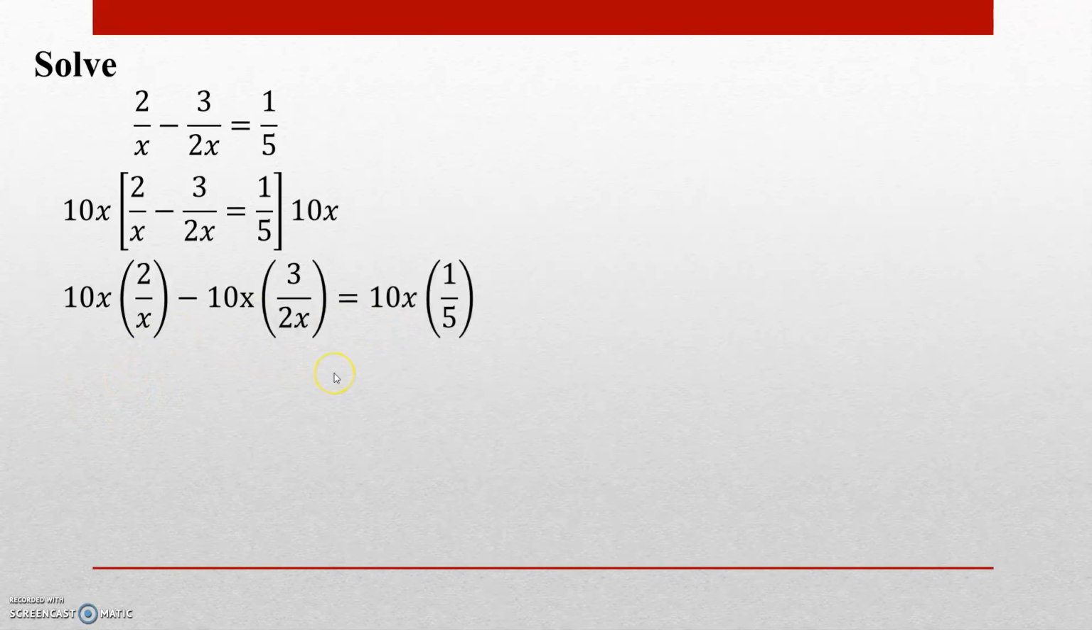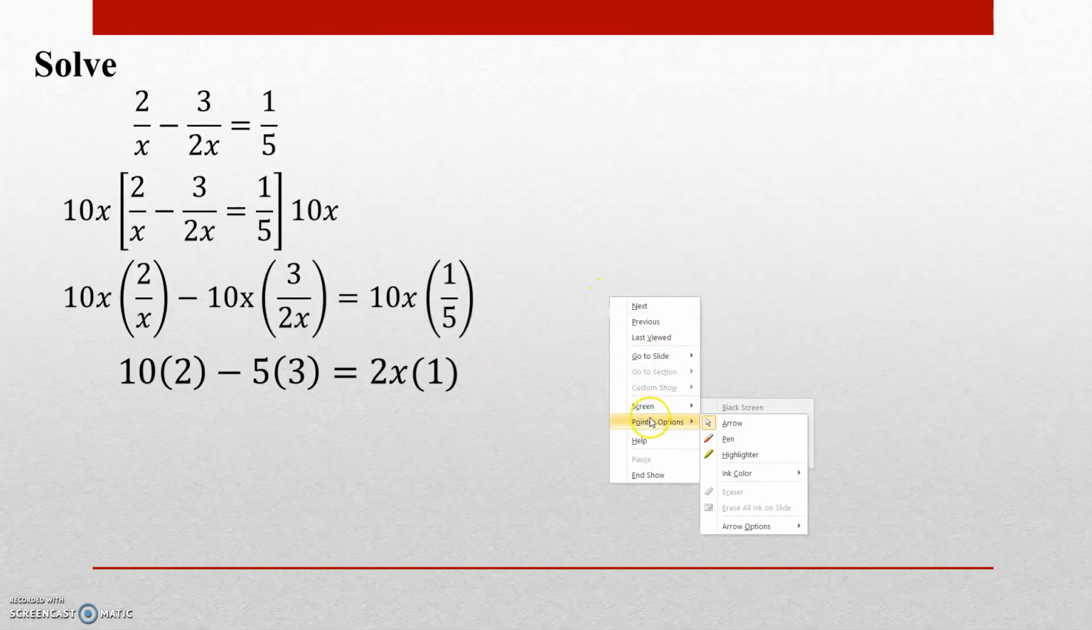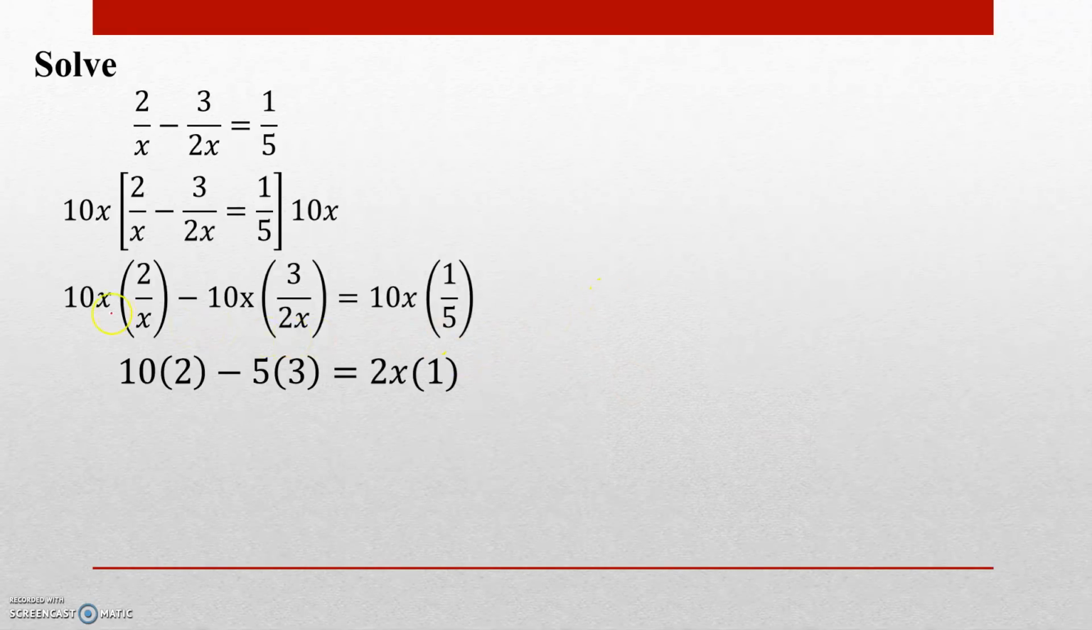Ayan. So, let's simplify. So, we have 10 times 2 minus 5 times 3 equals 2x times 1. Bakit naging ganon? So, from there, pwede ma-cancel out kasi ito. So, naiiwan 10 times 2. Yan. Then, dito naman, pwede matanggal yung x dito. So, 10 divided by 2 equals 5. Then, times 3.